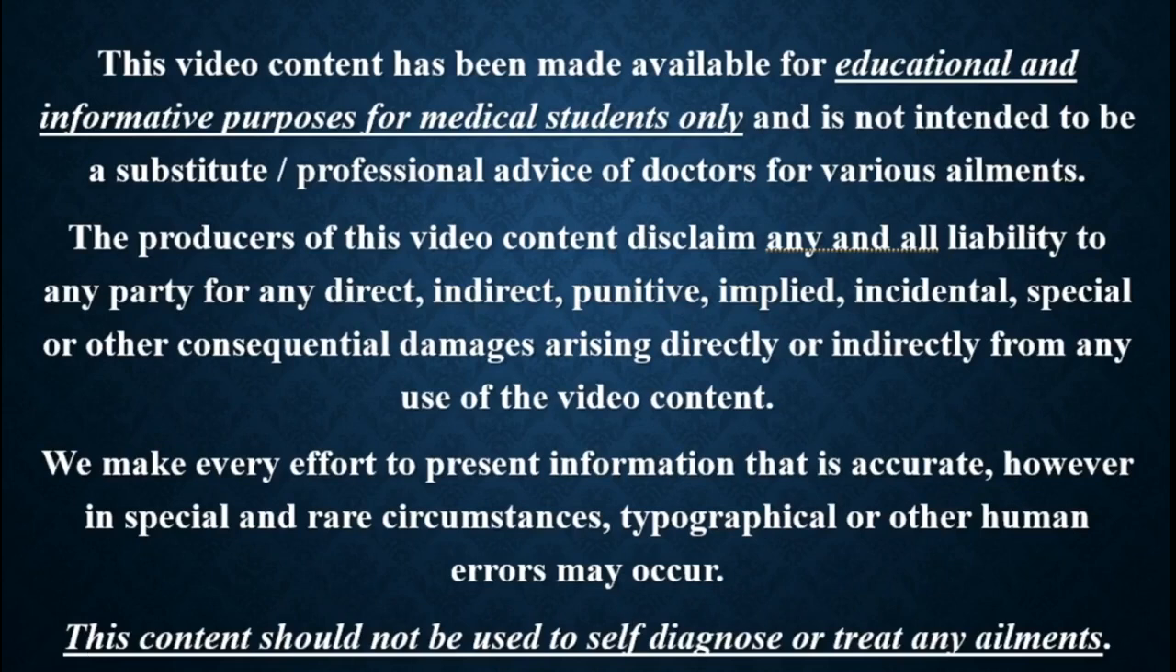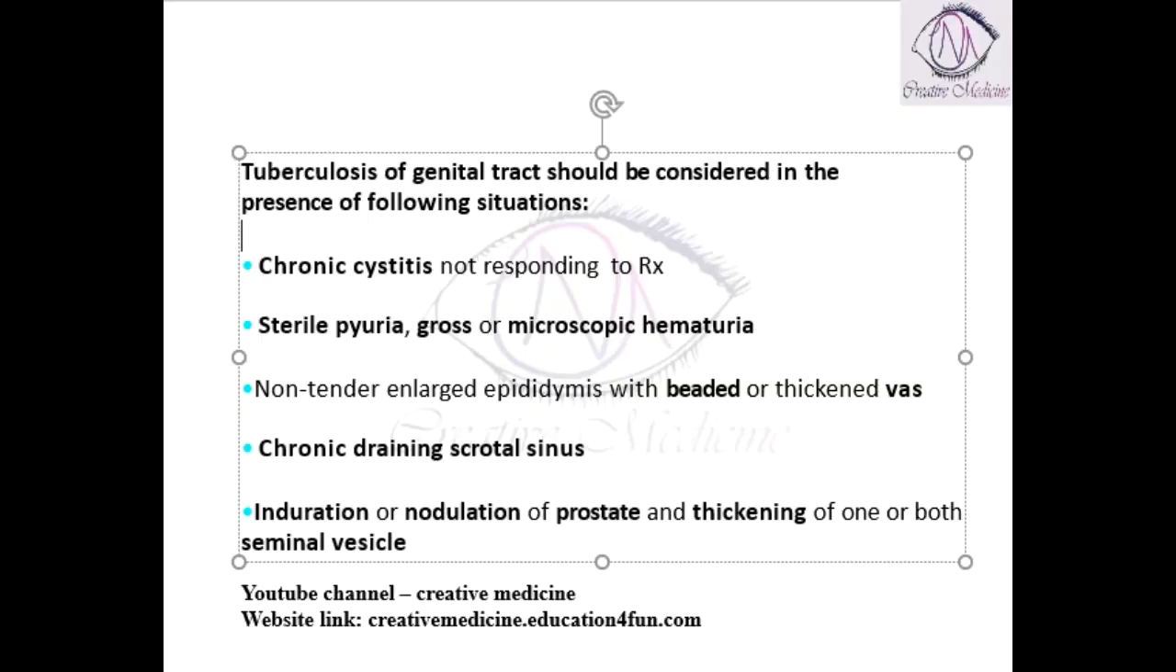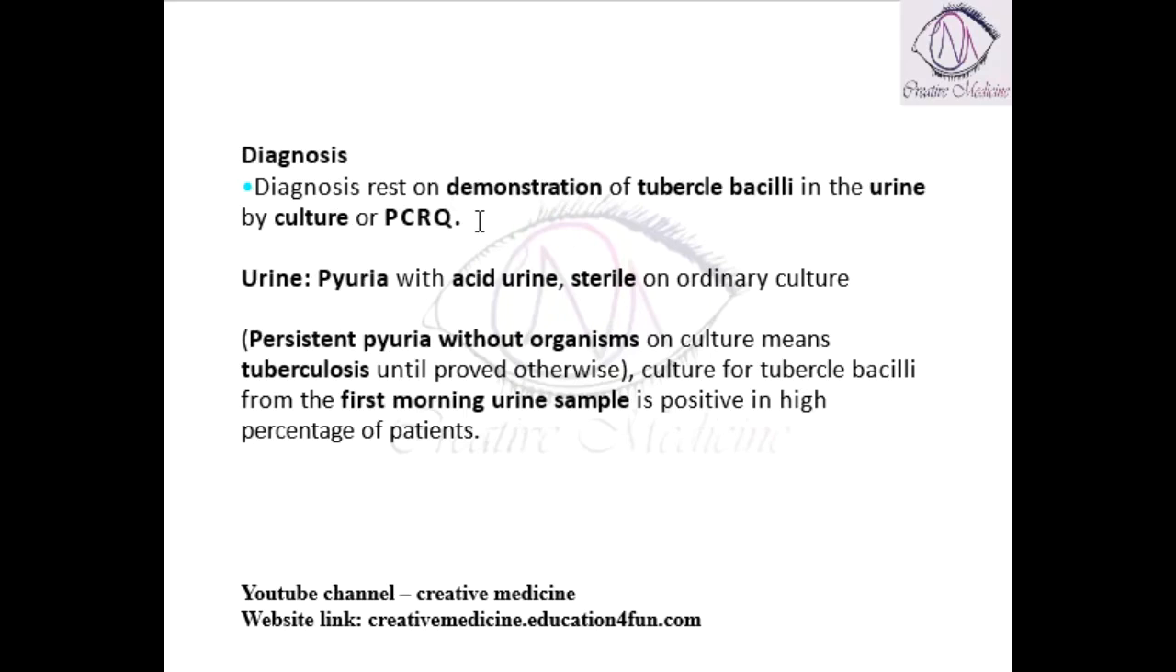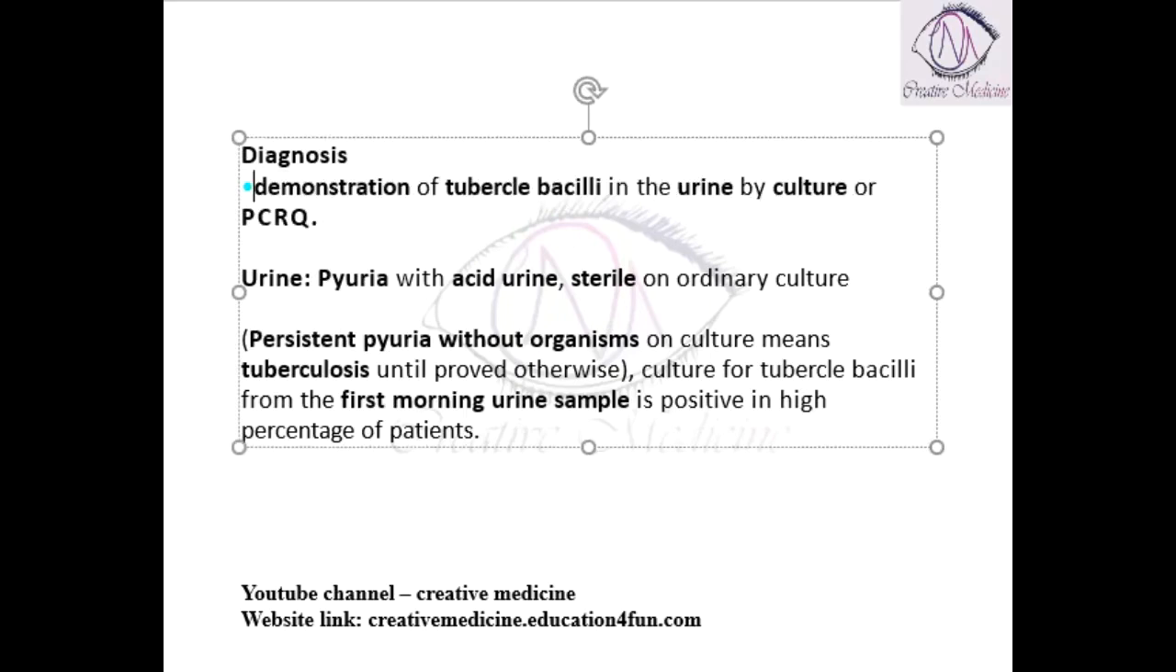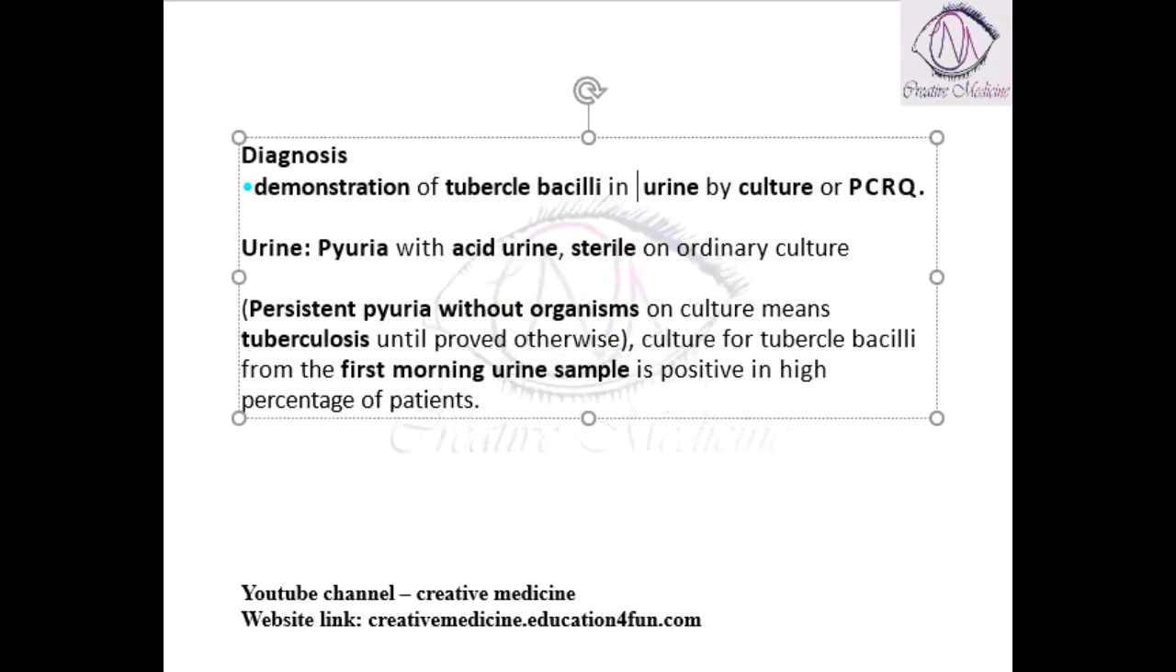In this lecture, we will learn about diagnosis of genital tuberculosis. In the diagnosis, you should demonstrate the tubercle bacilli in the urine by culture or by PCR. So you can do urine examination. On urine examination, you will see pyuria, and this is sterile on ordinary culture. If you do an ordinary culture, you will see that it is sterile.